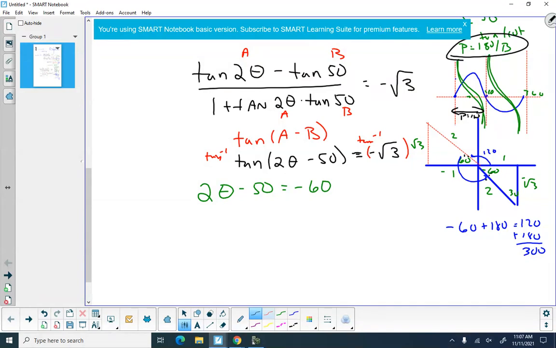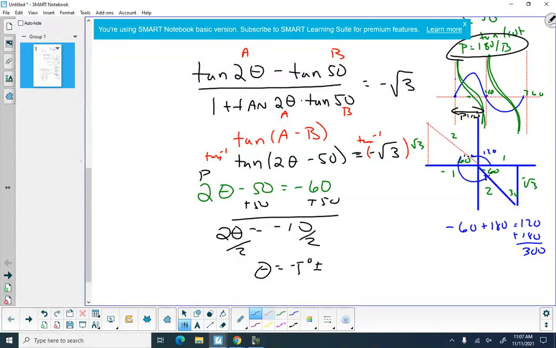So we can add our 50 to both sides. We're just solving an equation now from algebra. 2 theta is equal to -10. And then we divide by 2. So we have theta is equal to -5 degrees plus or minus the period n. Our b value is 2. So the period is 180 divided by 2, or 90 degrees. We only have one general solution.